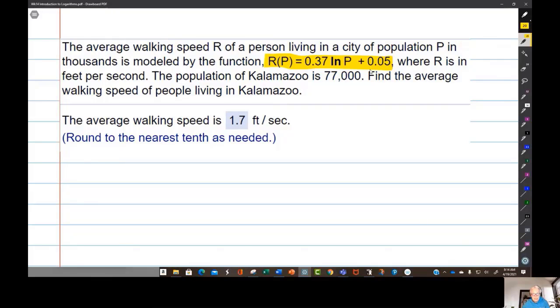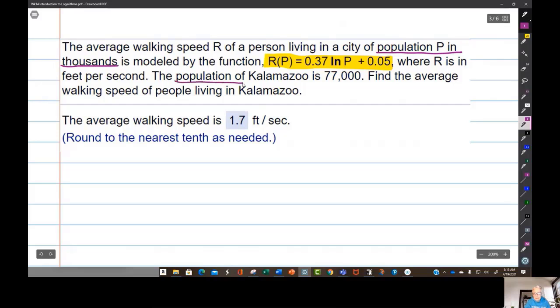So you're finding the walking speed, and there's a formula for the walking speed that depends upon the number of people you live with who are packed together into that area. All right, well, the trick here that you have to pay real attention to is population P. That's pretty straightforward, but population P in thousands.